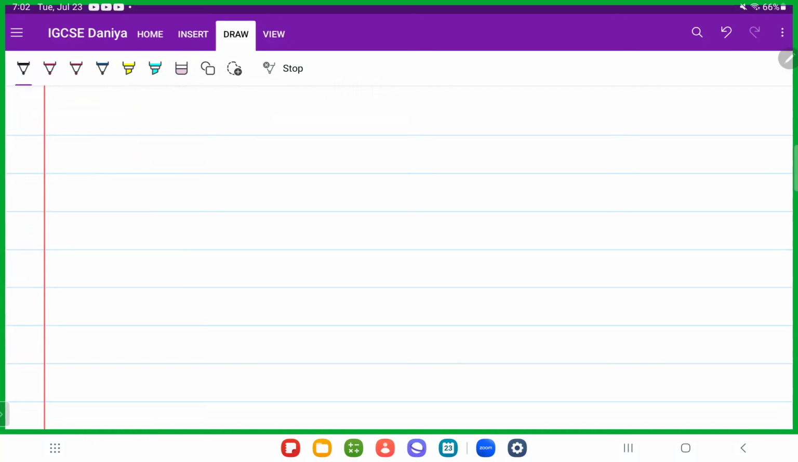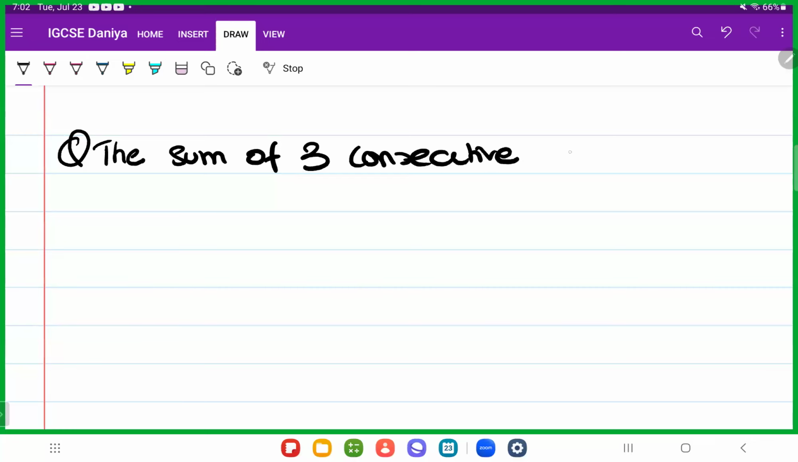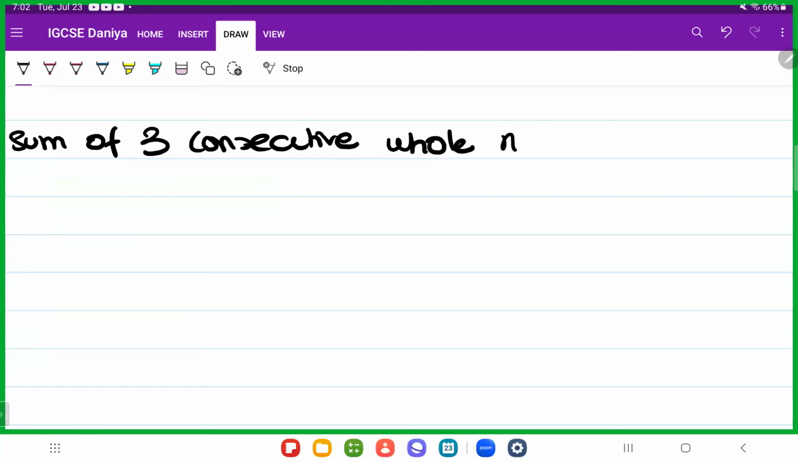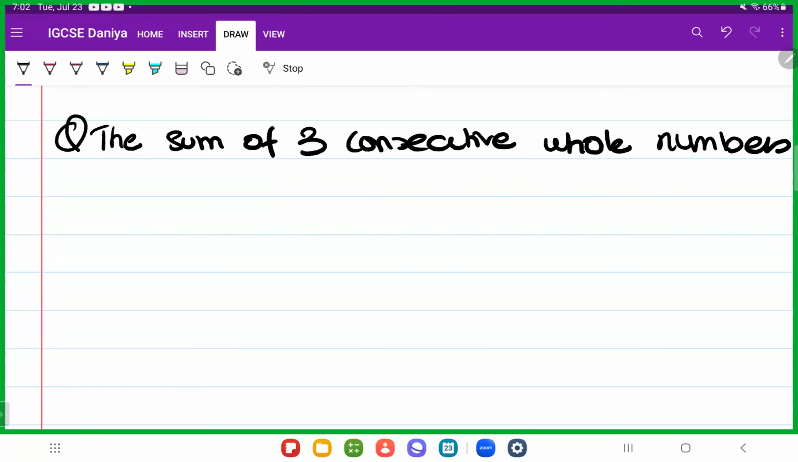Actually, let me do some examples first. Just let the book be. We're going to do it over here. There's a question that says the sum of 3 consecutive whole numbers is 78. Find the numbers.